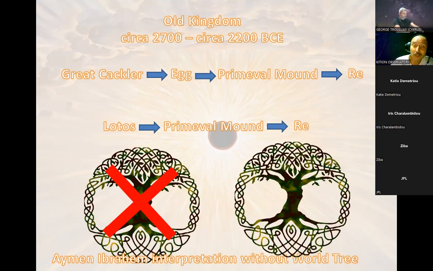But Ayman Ibrahim does not need to describe the world tree at all when he reconstructed that the total solar eclipse was the origin for mythology, for understanding of the world, and it became a basic idea in their outlook. How did it happen?